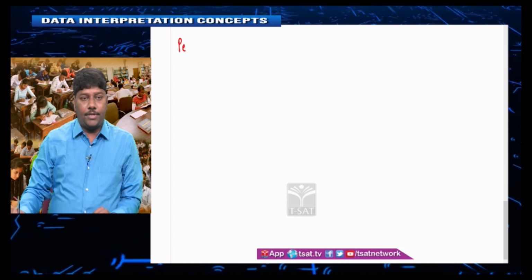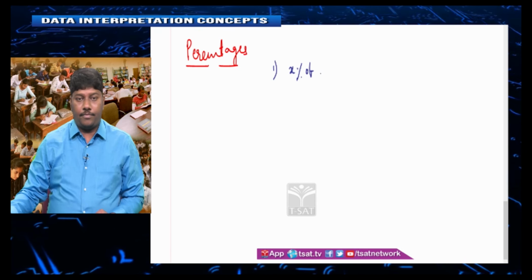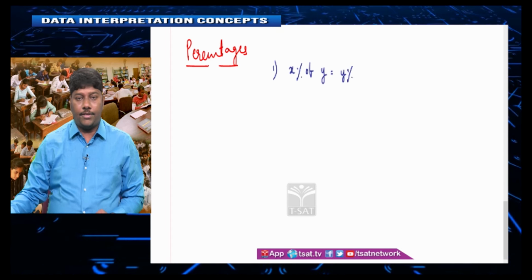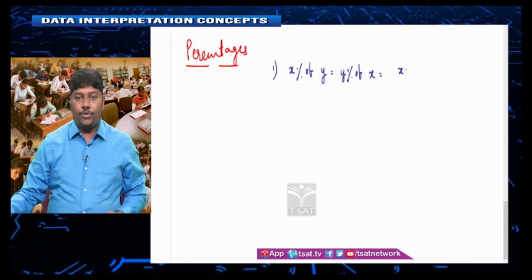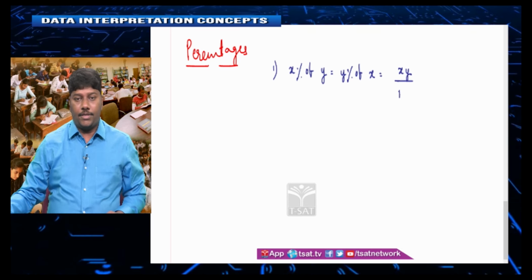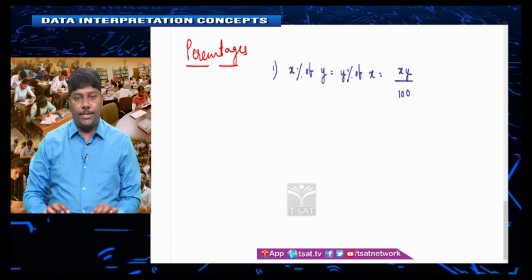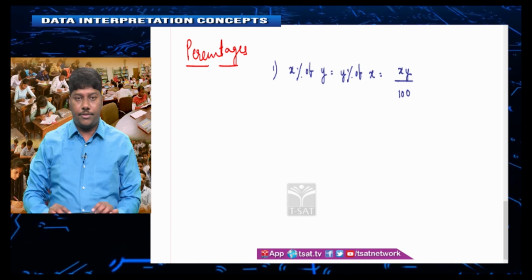Look at the percentages. What are the basic formulas in percentages? X percent of Y, or Y percent of X. We all know it's always X into Y by 100. In percentages, always remember order does not matter. X percent of Y or Y percent of X is simply XY by 100.